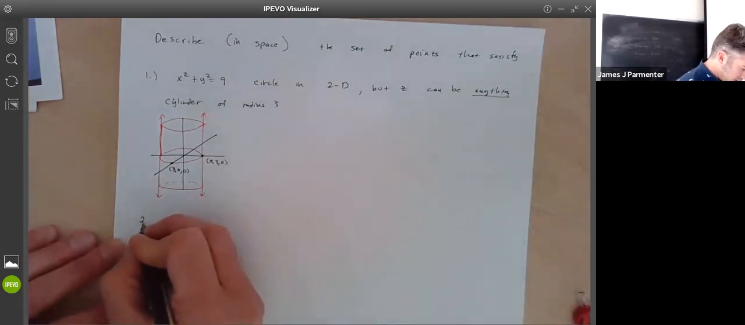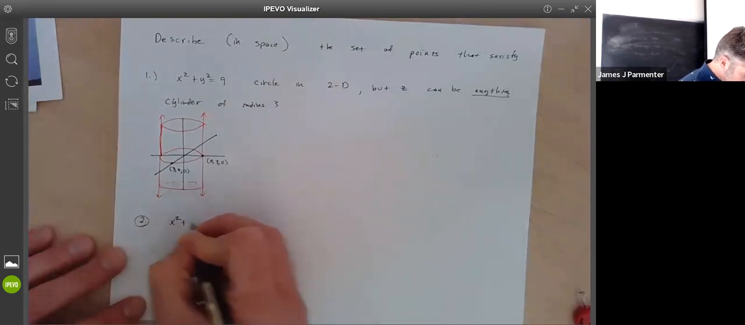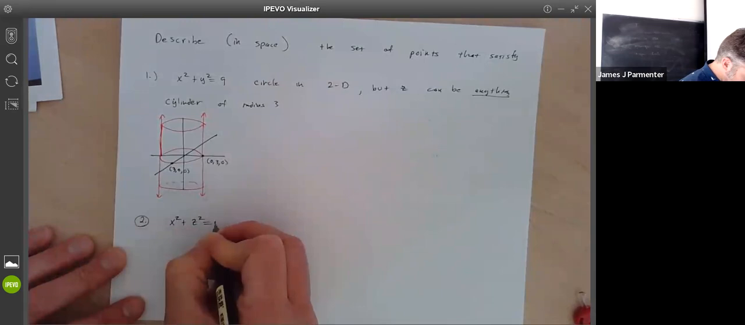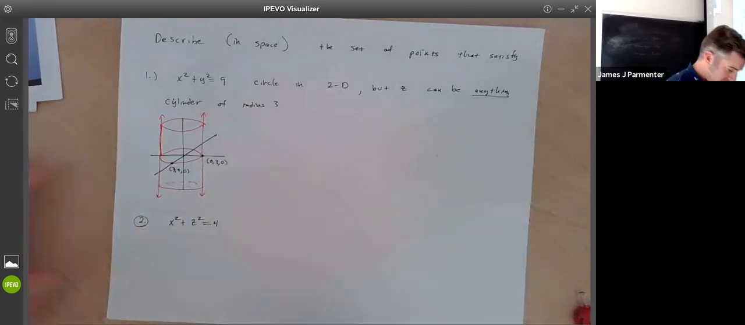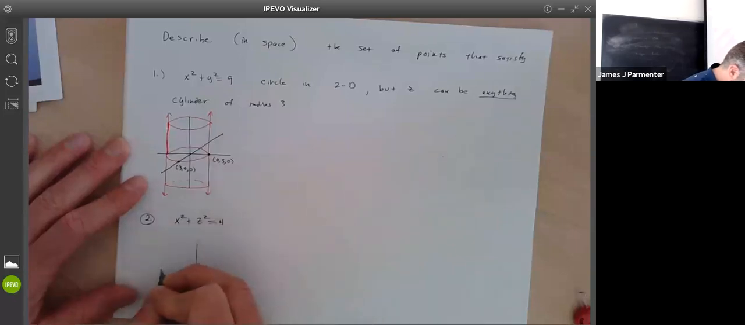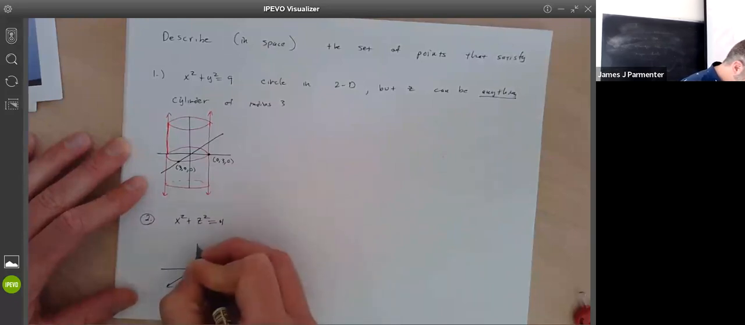On the other hand, if I said we had the equation x squared plus z squared equal to 4, then I'd have a cylinder that extended in the y direction, because y is essentially free, is what we would say. In this equation, y is a free variable. If y isn't occurring in the equation, it can be literally anything. So here we're going to have a cylinder, but it's going to extend along the y axis.